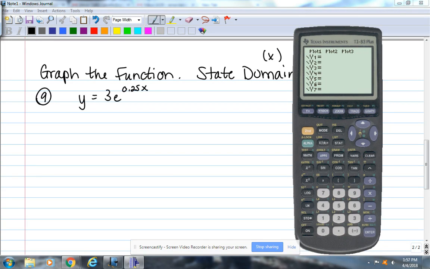Everything needs to be cleared out. So I'm going to come around real quick and make sure after you hit y equals, everything is cleared out. You need to clear those out.